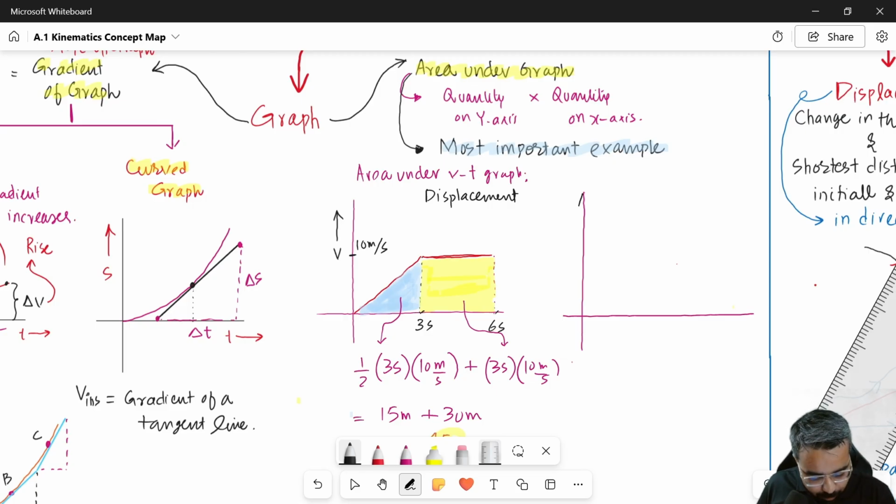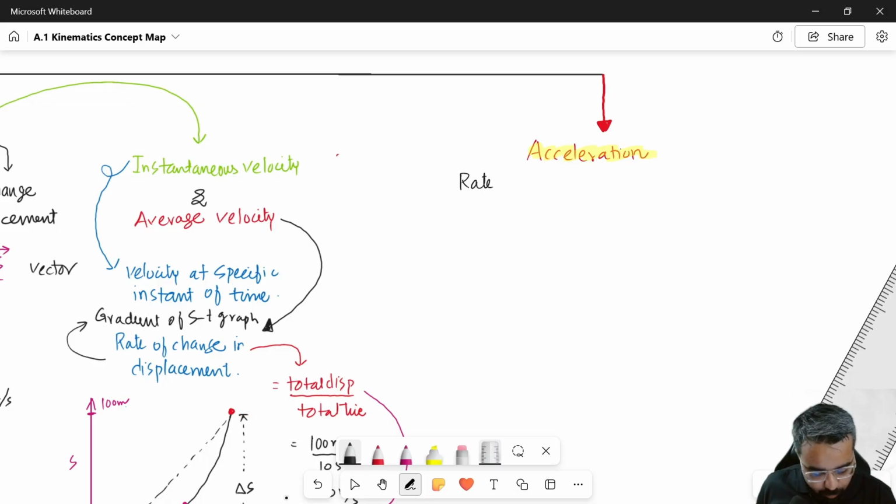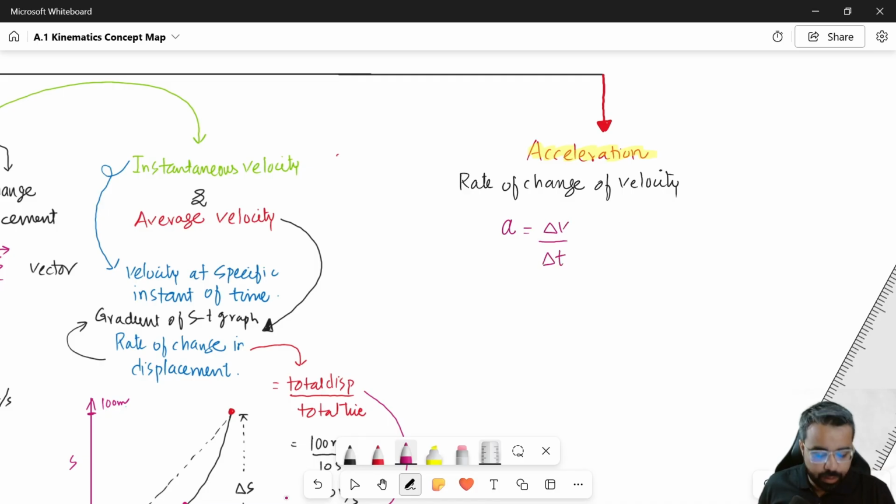Okay, now the next important example is the acceleration time graph. Acceleration is obviously the rate of change of velocity. So if the velocity is changing, and the velocity will change of course due to the force, which we will cover in the next unit, so rate of change of velocity means that acceleration is equal to delta v over delta t. Now once again, the velocity can change at a constant rate. It can be a straight line graph or it can be a variable graph.